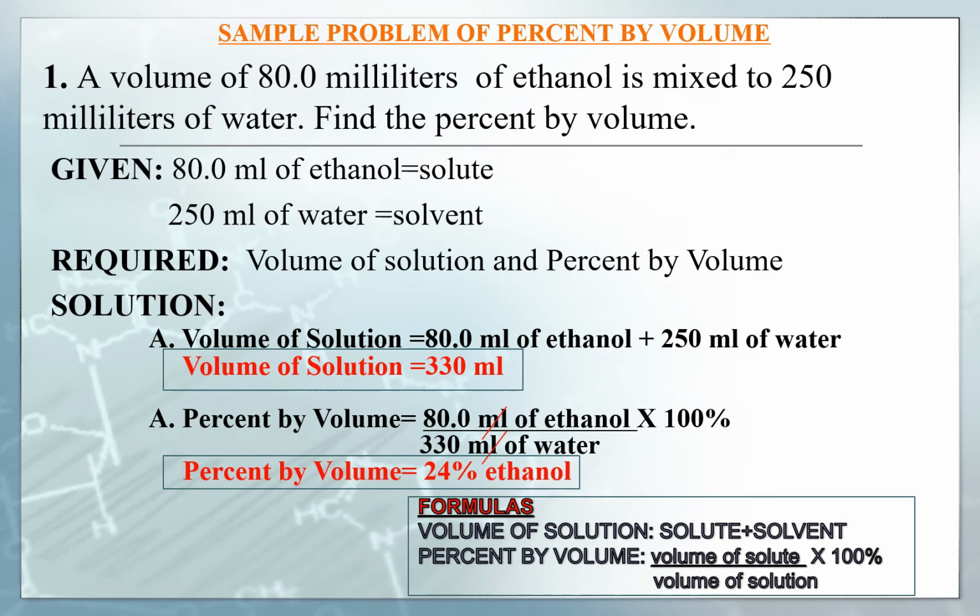volume. So we have the formula: percent by volume is equal to volume of solute divided by volume of solution times 100%. Therefore, the volume of solute is 80.0 ml of ethanol divided by the volume of solution, which is 330 ml, times 100%. So 80 divided by 330 times 100%, we have 24% ethanol, which is our percent by volume.